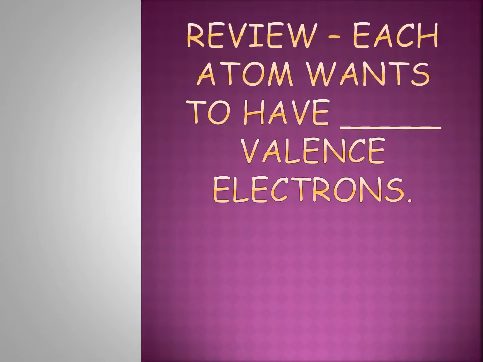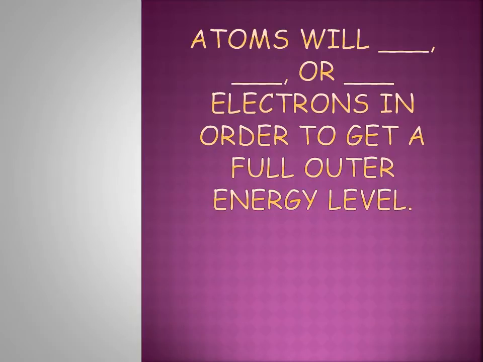Okay, so now we're going to review how many valence electrons an atom wants to have. And if you recall, it wants to have a full outer energy level, so it wants to have 8. So then the question becomes, well, how does it get 8? If it doesn't have 8, how does it get it? Well, it's going to do a few different things.